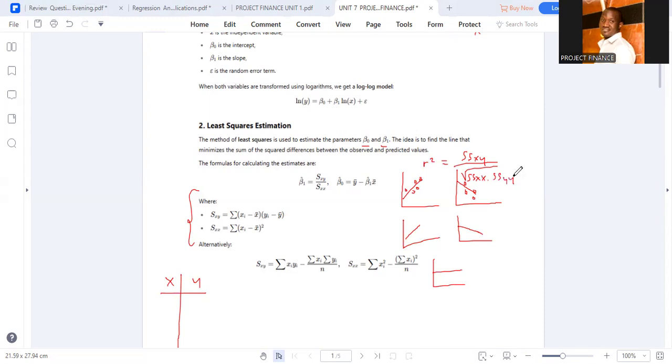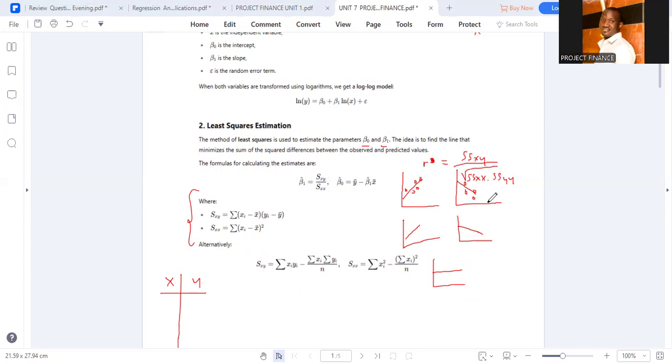If the answer is squared... before squaring it, we call it the coefficient of correlation. So if there's no square, that's the answer. We call it the coefficient of correlation. It shows you whether you have a positive relationship or a negative relationship. So the coefficient of correlation determines to what extent the dependent variable is affected by the independent variable.